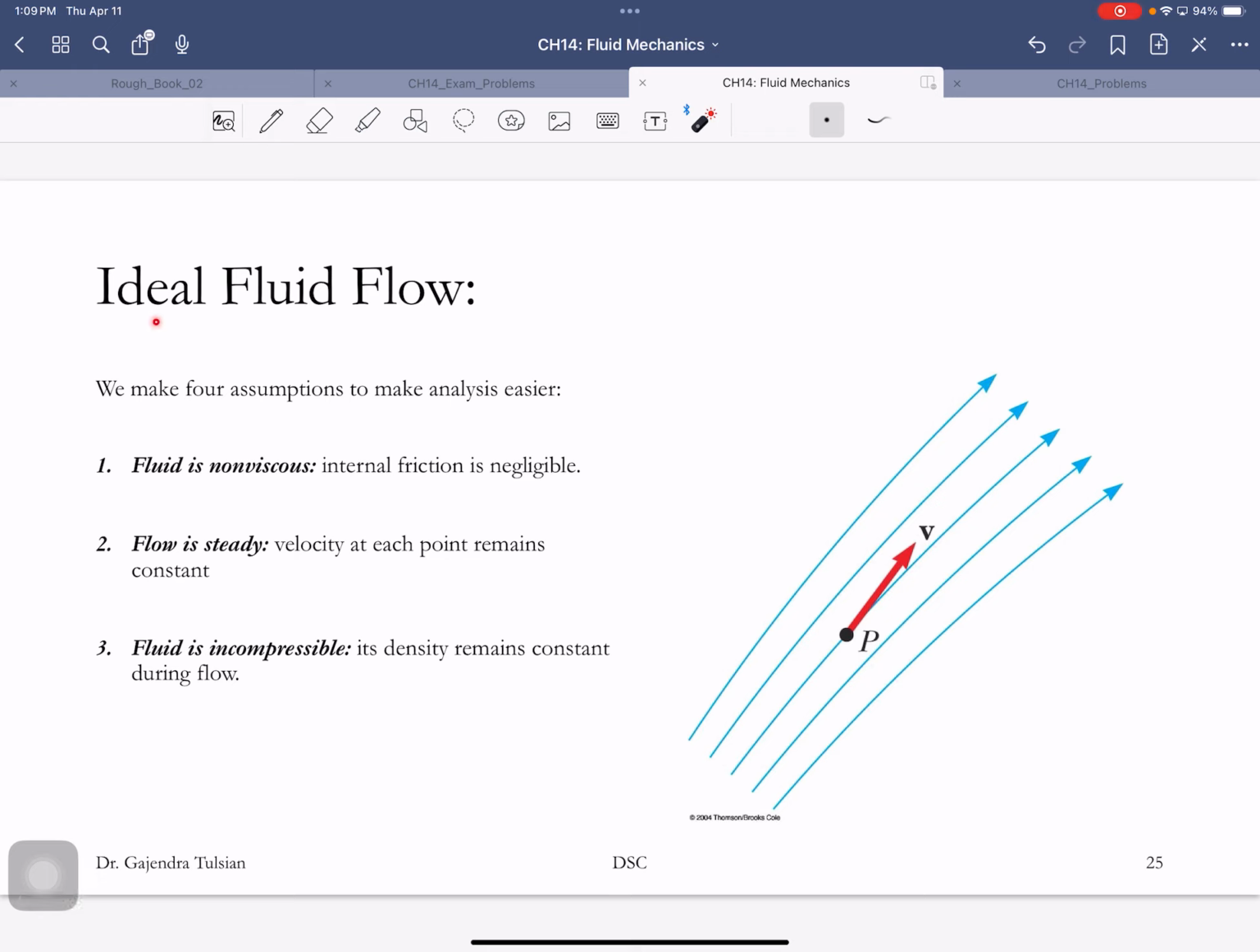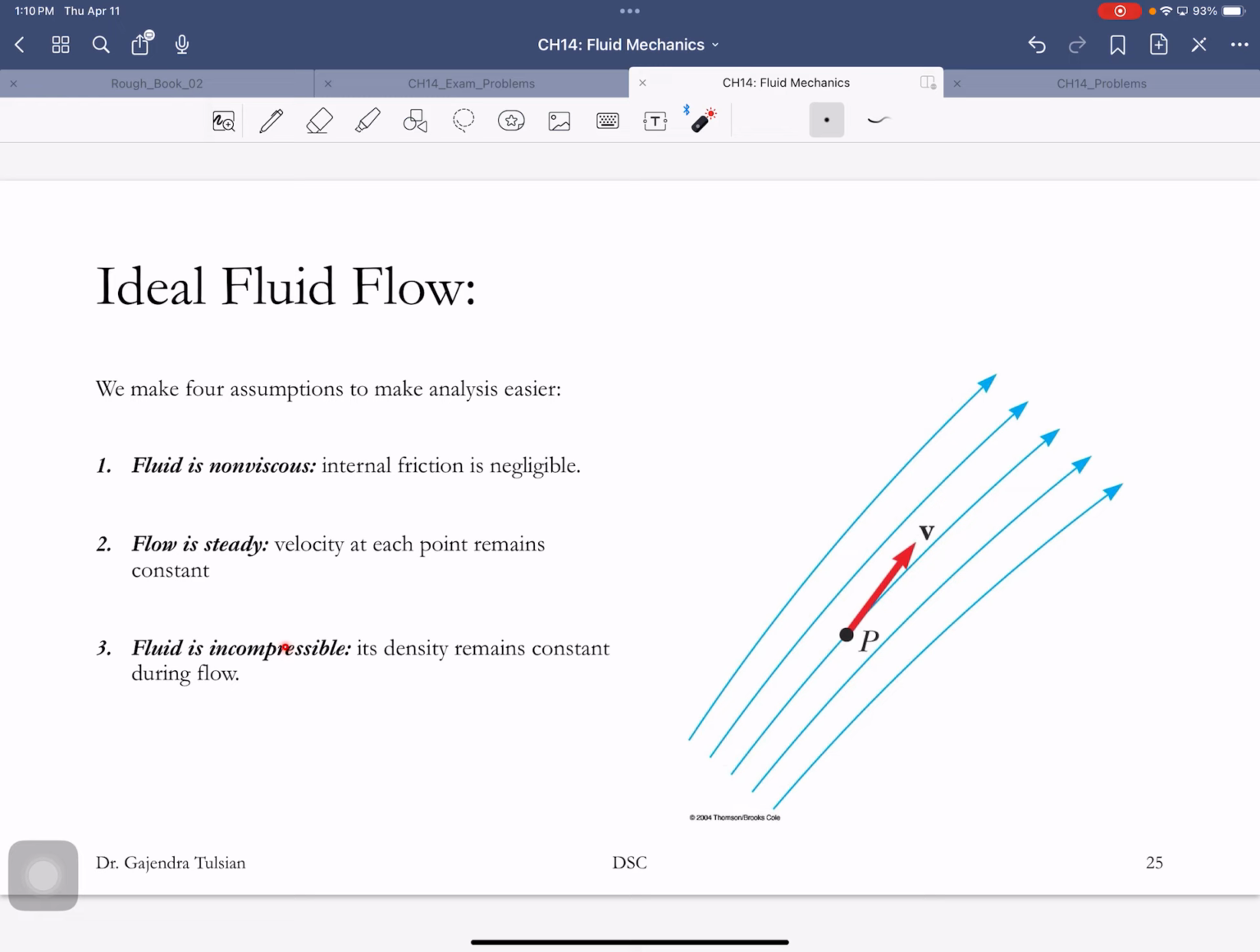So we will talk about laws that apply to ideal fluids. Ideal fluids are non-viscous. All real fluids are viscous. Flow is steady, meaning the velocity at a given location is not changing. So if you have a steadily flowing river, the velocity is constant. It's not a function of time.